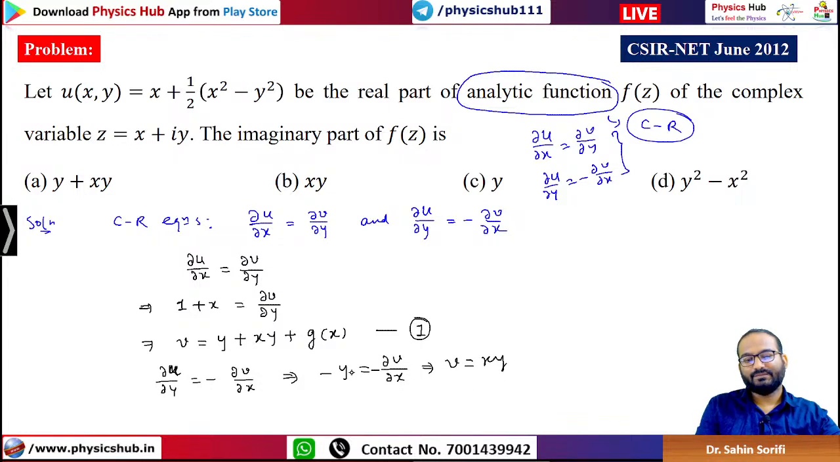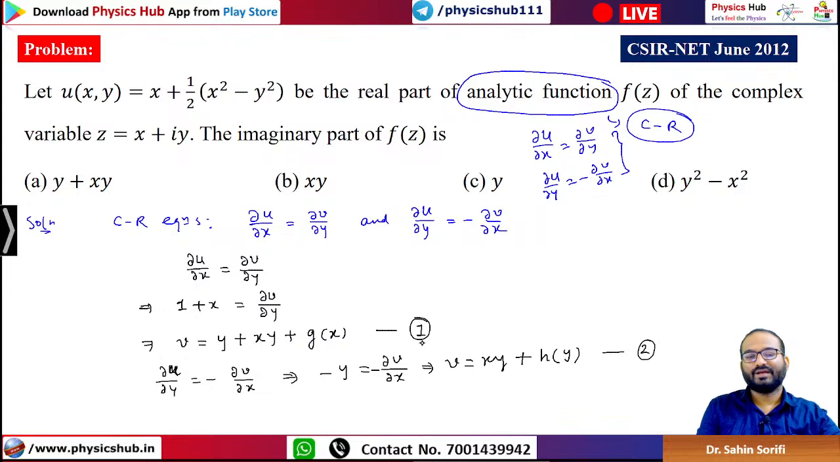Now, you are taking derivative with integration with respect to x. You see y delta x, so we have got xy. So, we are taking integration with respect to x, so the integration constant will come as a function of y.